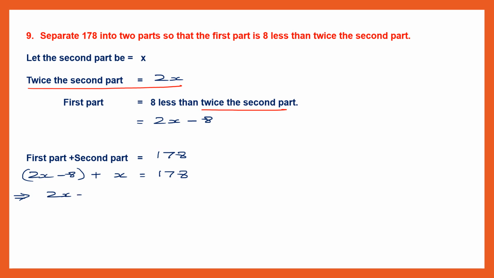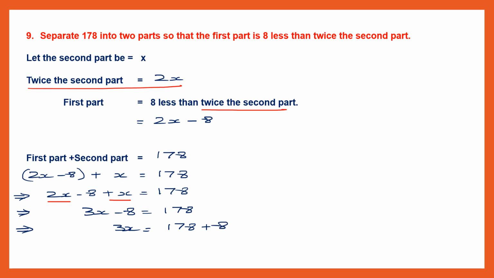2x minus 8 plus x is equal to 178. Let's simplify the x terms. 2x plus x makes it 3x. 3x minus 8 is equal to 178. Now let's find the value of 3x. 3x is equal to 178 plus 8. I've moved the 8 to the other side. So now 3x is equal to 186.